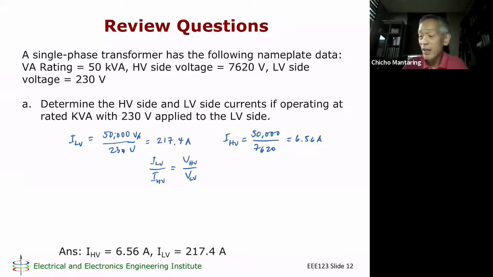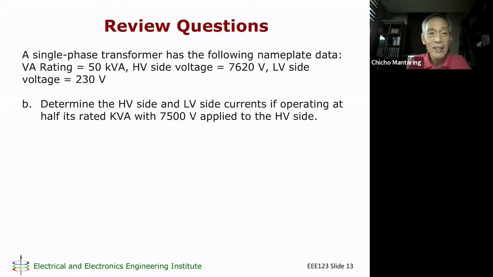Okay, what about this? Here I tweak the question a bit. I'm saying it's operating at half its rated kVA, and I'm not applying 7620 volts to the high voltage side, but I'm applying 7,500 volts to the high voltage side. So what would be my high voltage side and low voltage side current? Can you try again? Yung mga kahit na yung sumagot na kanina, can you try again? What would be my high voltage side and low voltage side current?